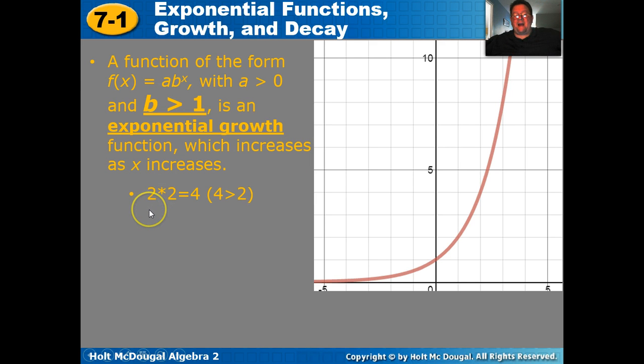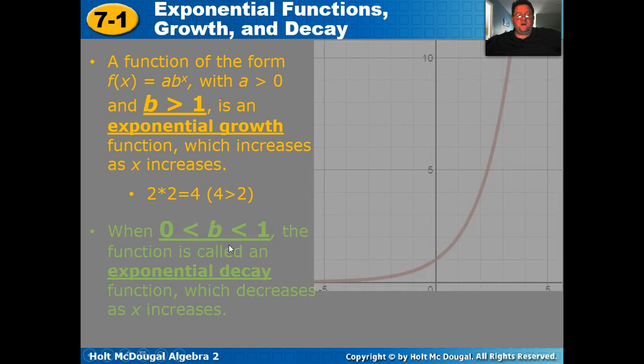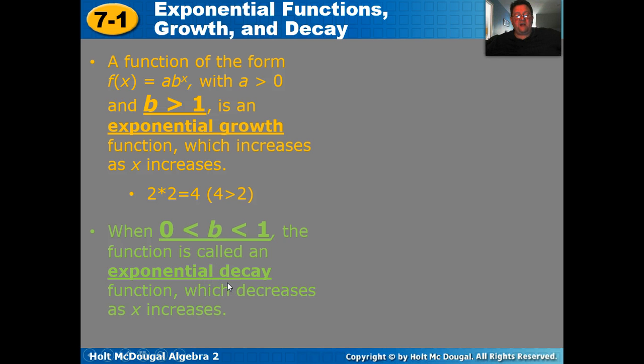Now how do we know this? Well, say our base is 2. Every time the exponent increases, we're going to multiply by 2 again. So 2 times 2 would be 4. Is 4 greater than 2? Absolutely. Now let's look at exponential decay.